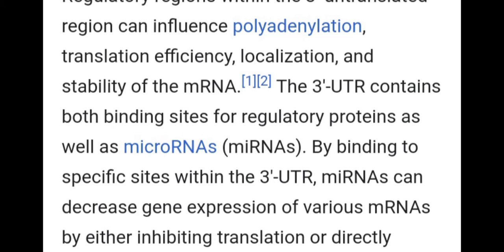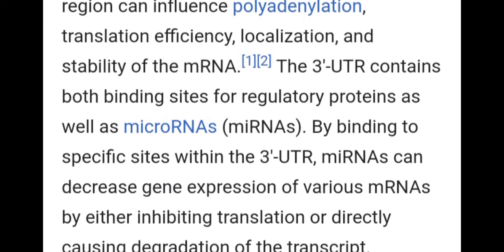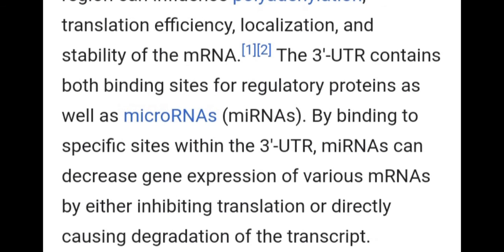The 3' UTR contains both binding sites for regulatory proteins as well as for microRNA, which is also called miRNA. MicroRNA and another RNA called siRNA, short interfering RNA, are involved in a process called RNA interference, which is able to regulate the transcription process, and also the translation process. Especially the translation process it regulates. So again I repeat, the 3' UTR contains the binding site for the regulatory proteins to regulate translation, as well as they recruit the miRNA or microRNA.